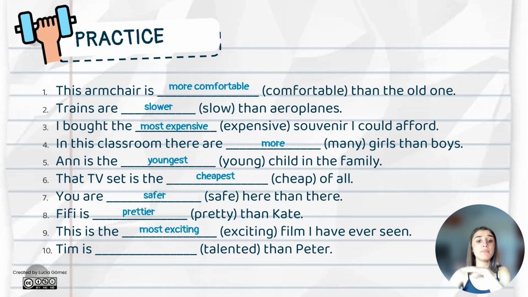This is the most exciting film I've ever seen, okay? Once again, highlighting one fact. And finally, Tim is more talented than Peter, comparing Tim with Peter. So if comparatives and superlatives are easy, this is just the end of the video. This is a clear and super short summary of comparatives and superlatives.